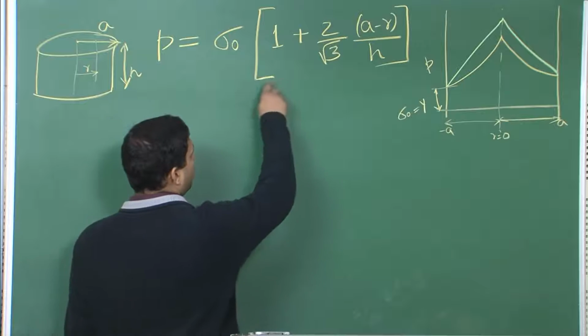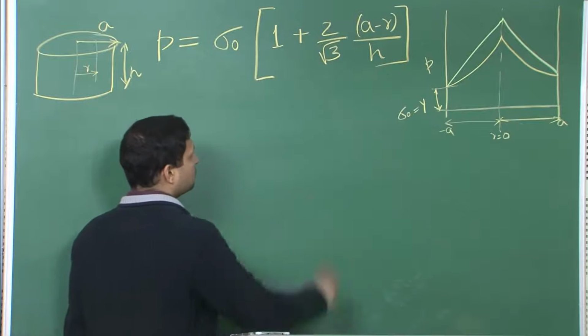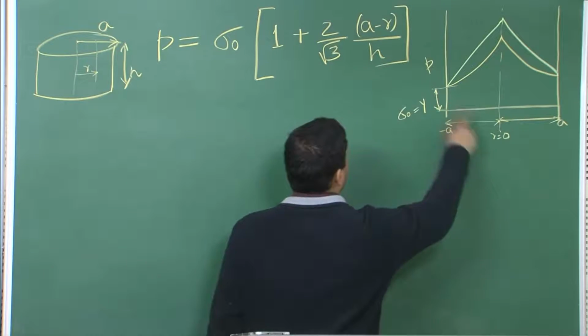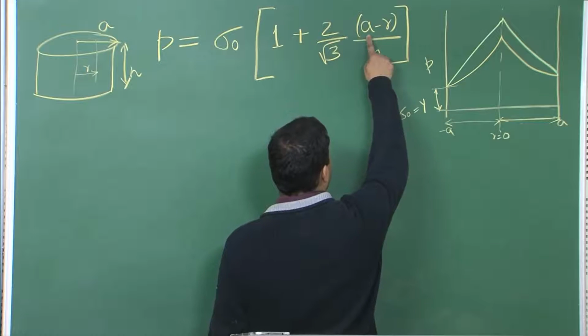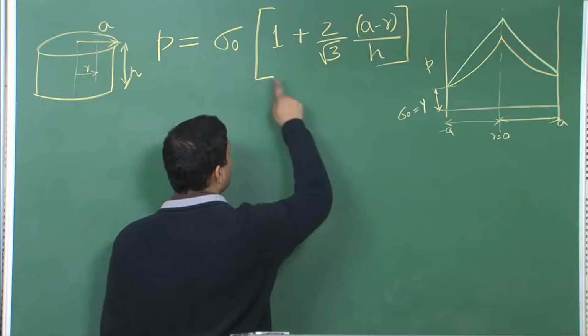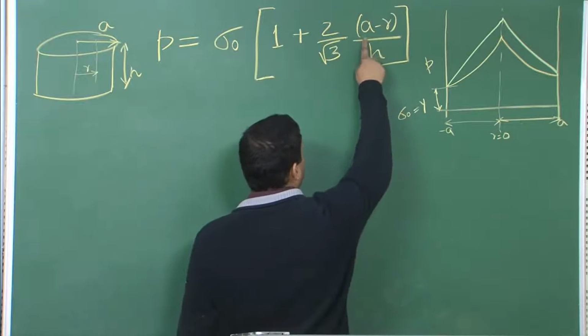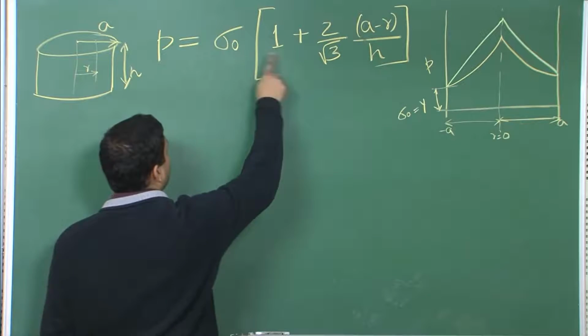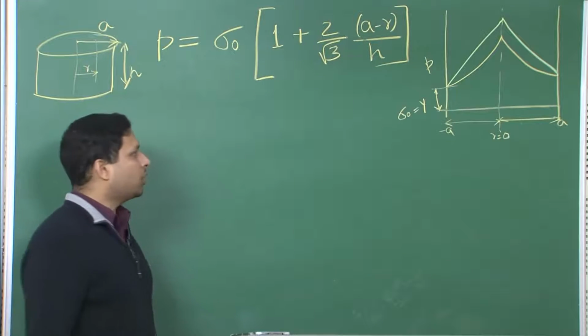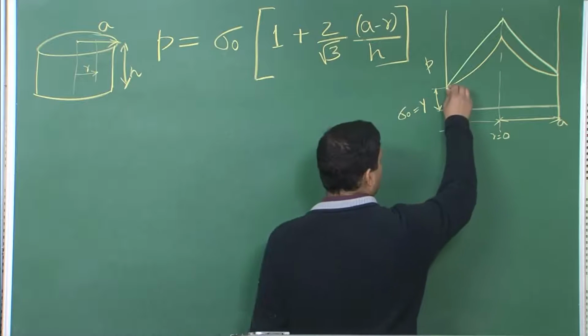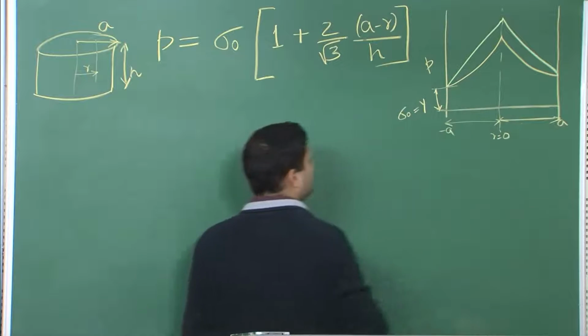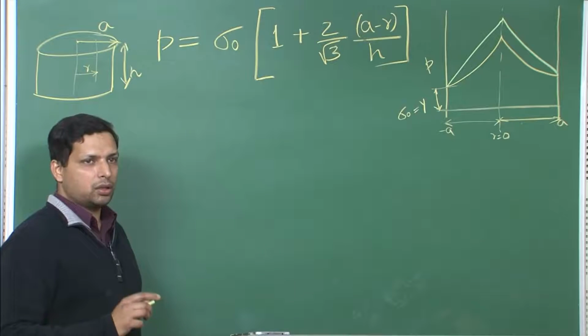So, here at R equal to 0 you get the maximum. This is the highest value that you will get for the pressure, and if you get R equal to A, this factor goes away and what you get is P equal to sigma naught, which is the lowest value of P. So, at that point they are both the same.